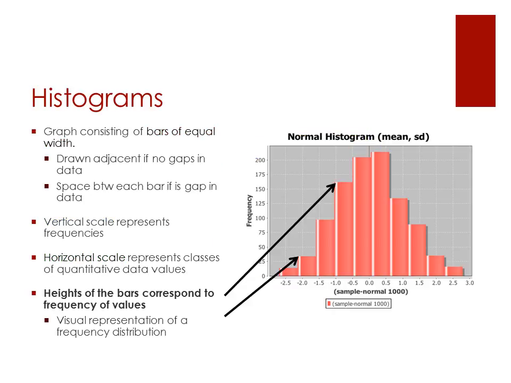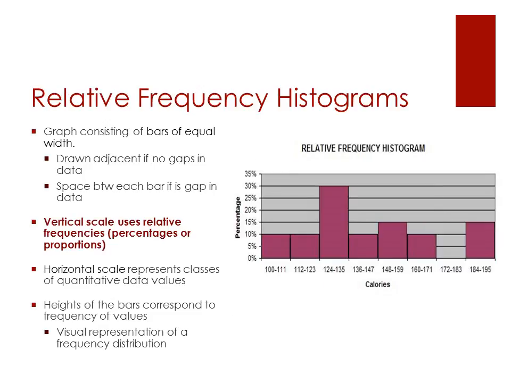Notice the heights of the bars correspond to the frequency values. Thus, a histogram is basically a visual representation of a frequency distribution. Now, keep in mind that we can also make a relative frequency histogram. The only difference is the vertical axis is going to use relative frequencies such as percentages or proportions. However, remember, you need to be careful and label it as such.